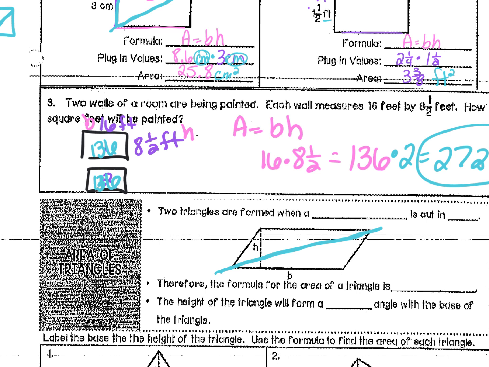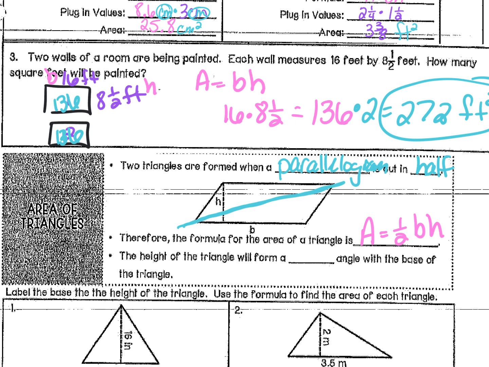So 2 triangles are formed when a parallelogram is cut in half. Okay, and a parallelogram or rectangle, it doesn't matter, they're both the same. Parallelogram is a rectangle tilted. A rectangle is a parallelogram. So the area formula is base times height. Well, we only want half of that. Therefore, the formula there is area is equal to 1/2 of your base times your height.